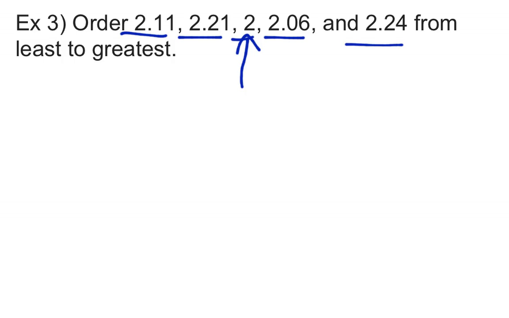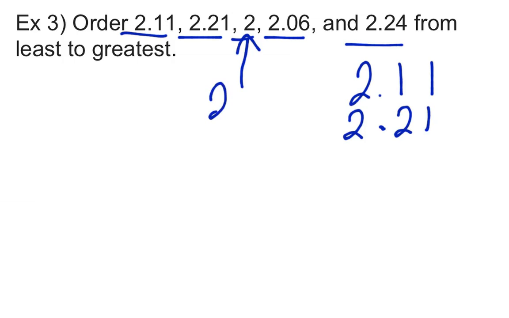Well, let's start stacking them on top of each other, remembering that decimal places have to line up. So my first number here is 2.11. Again, I want to spread out my numbers so it's easier to line up. My second number, making sure again the decimal points line up, so that's the first thing I put in. 2.21. Then the whole number is a 2.